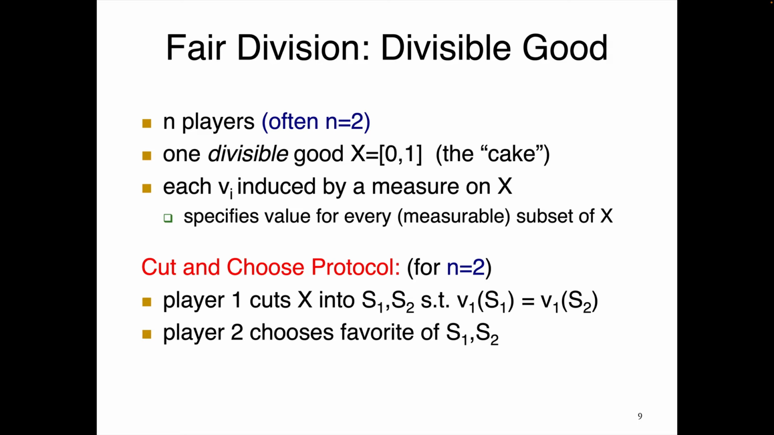And I'm sure you're all familiar with the cut and choose protocol for the two-player case. It certainly goes back at least as far as the Bible with Abraham and Lot, or as Ariel Procaccia likes to say, reinvented by siblings every day all over the world. So, how does it work? The first player cuts the cake in half. By half, I mean into two pieces, so that player one is indifferent between the two pieces, has equal value for each. The second player then picks whichever of those two pieces she prefers. That's the cut and choose protocol.